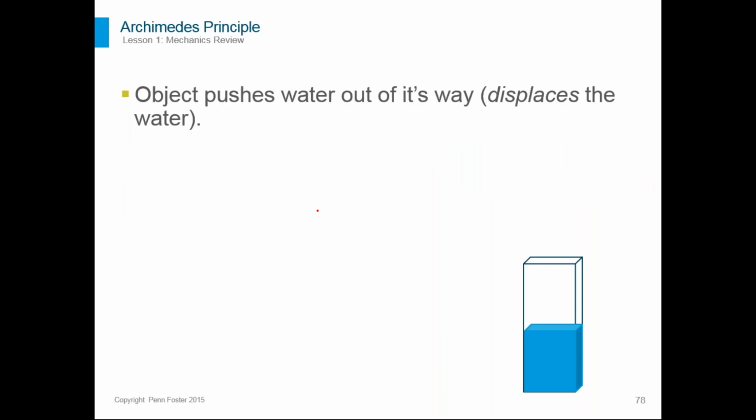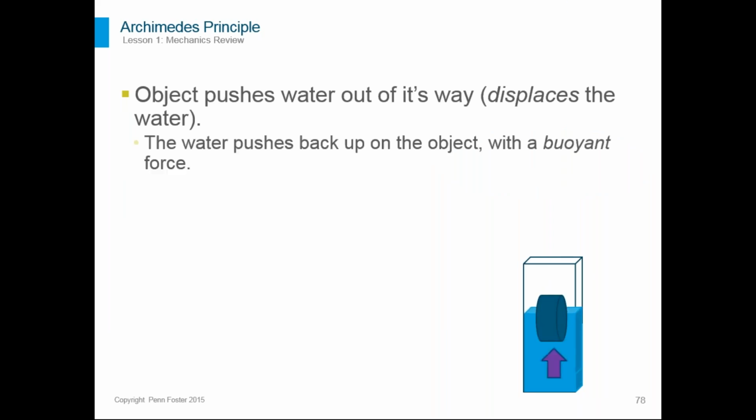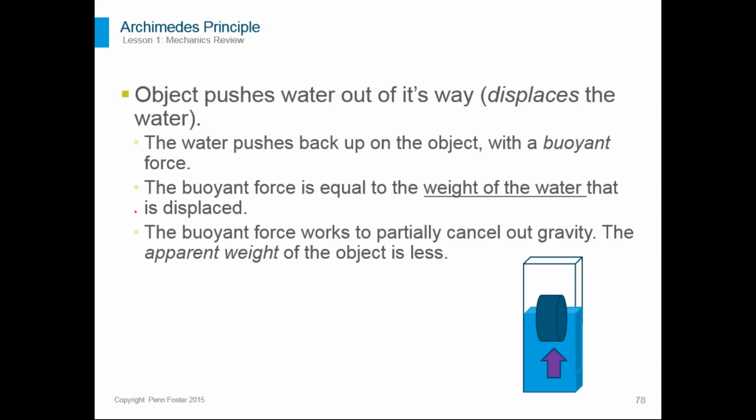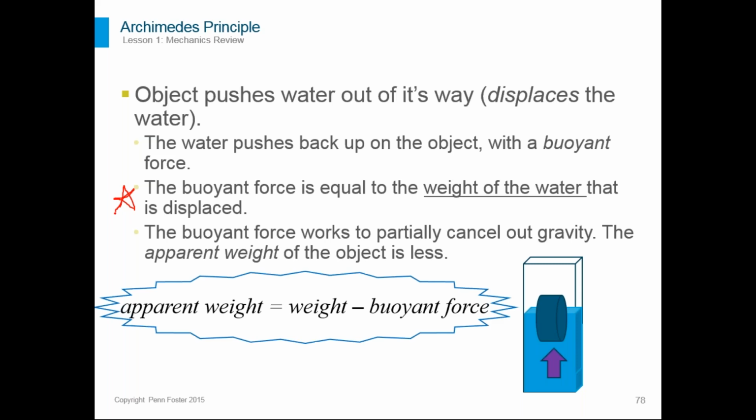Archimedes' principle is that objects falling into water will push the water out of the way. They'll displace the water. And as they push the water out of the way, the water pushes back on the object with a buoyant force. And that buoyant force is equal to the weight of the water that's displaced. Okay, so again, it's pushing that water out of the way. The force that pushes back is equal to the weight of the water that got pushed out of the way.